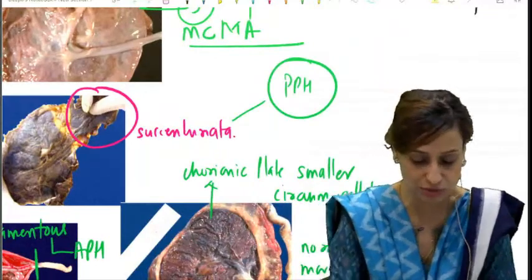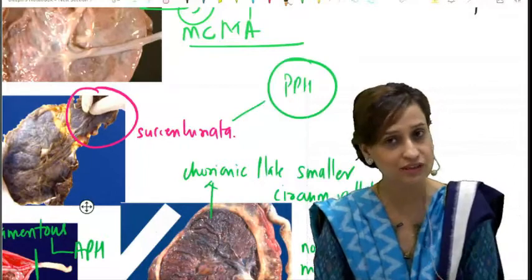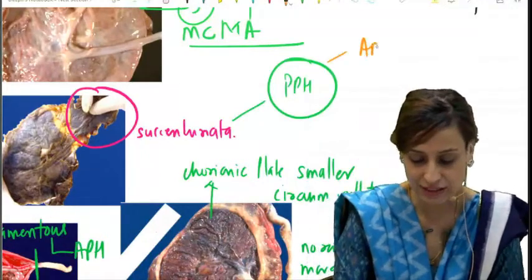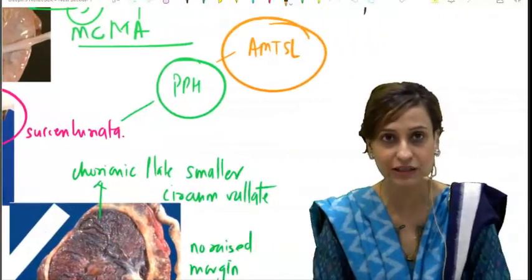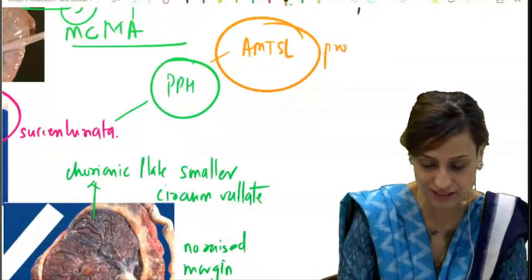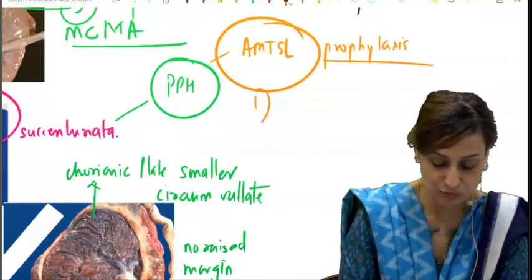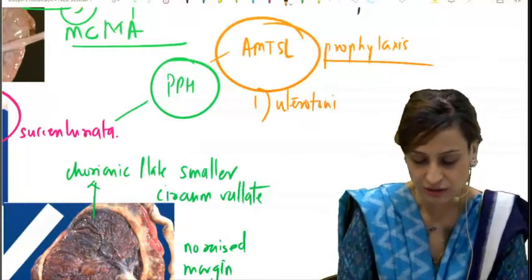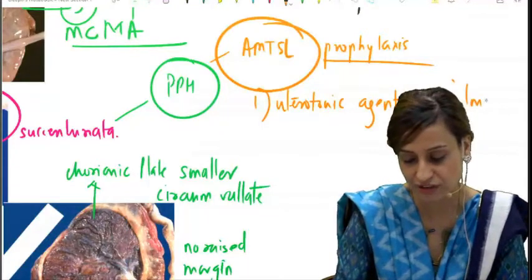The moment I say that, I would go on to yet another topic that the AIIMS people as well as all other central institutes are also fond of asking, and that is AMTSL. Active management of third stage of labor is for prophylaxis of PPH. The most important component is giving the uterotonic agent, which should be given within 1 minute of delivery.